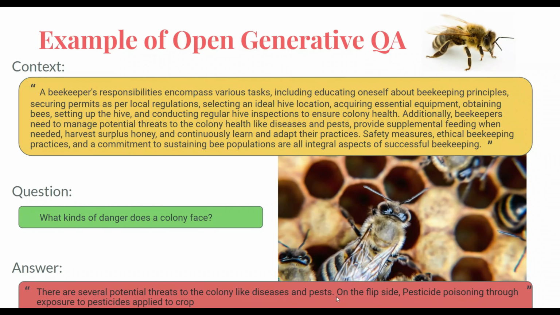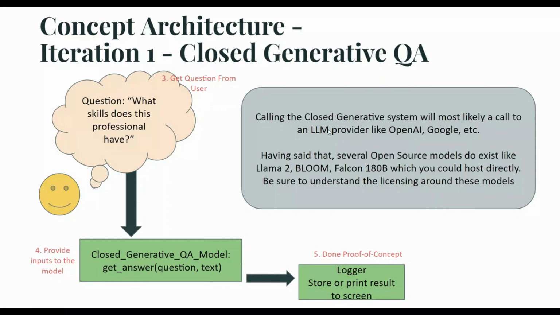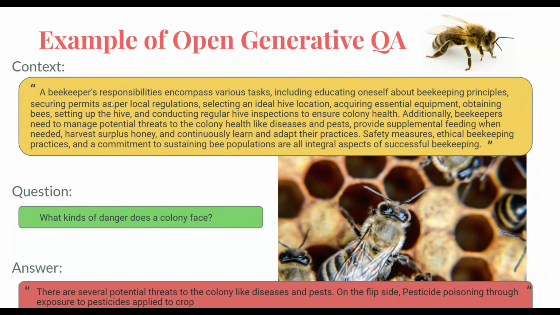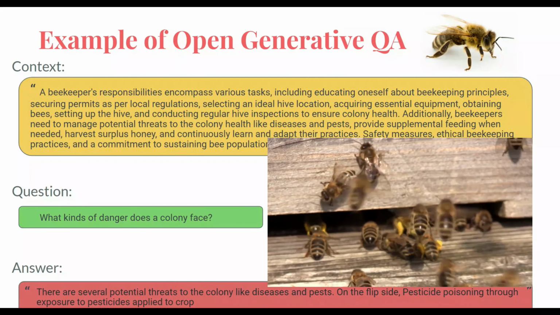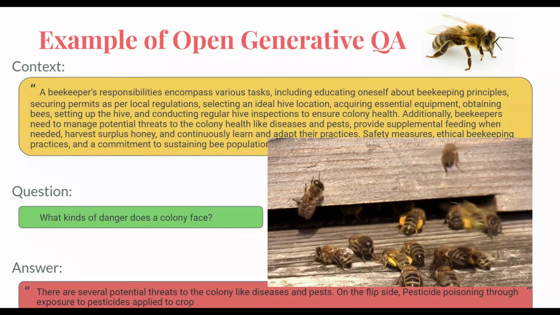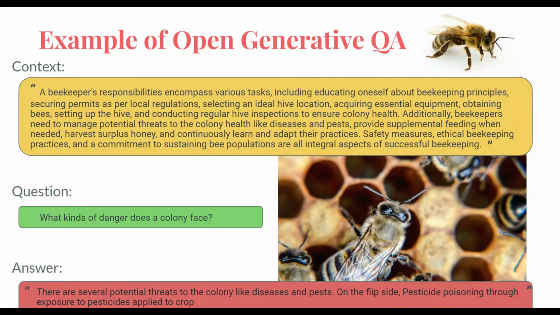As an example, this is the same context as we showed last time. This is a background string on beekeeping. The question is, what kinds of danger does a colony face? And here for the answer, in particular, we have this section: potential threats to the colony health like diseases and pests. So you can see there are several potential threats to the colony like diseases and pests. But then after that, on the flip side, it gives us more information. This is information that's not in the background string or the document, but it is being generated by the model itself. So let's go ahead and jump into the code.